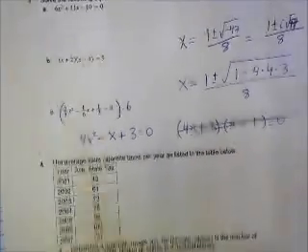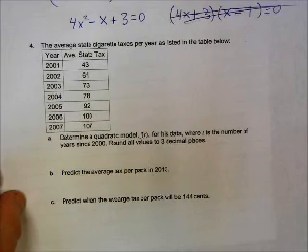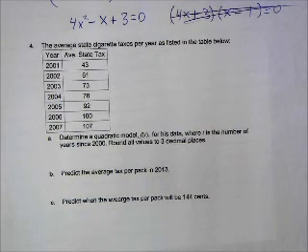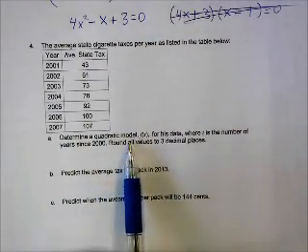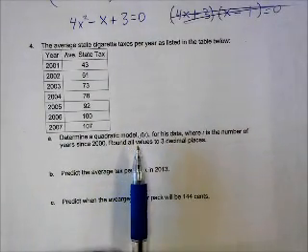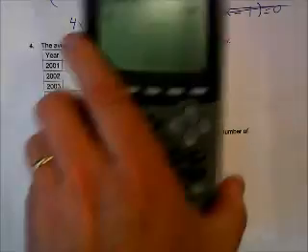All right, how about the last one? The average state cigarette taxes per year are listed in the table below. Determine a quadratic model for this data where t is the number of years since 2000. Round all values to 3 decimal places. What's it asking you to do there? Type this data into my calculator, and then I want a quadratic equation. So which regression am I going to use? Quad regression.